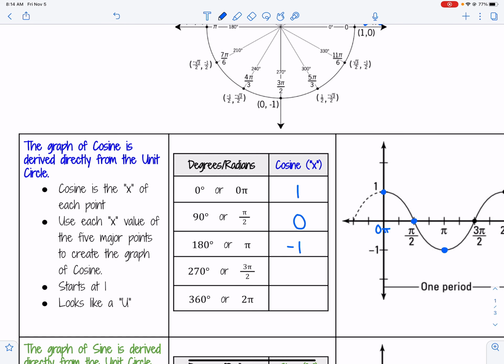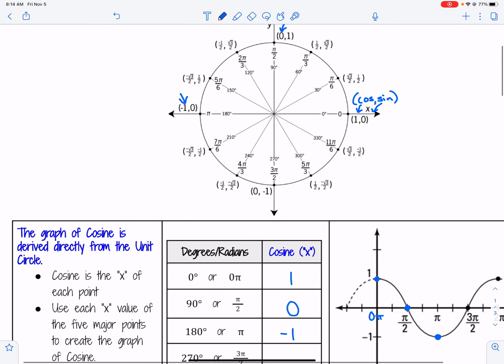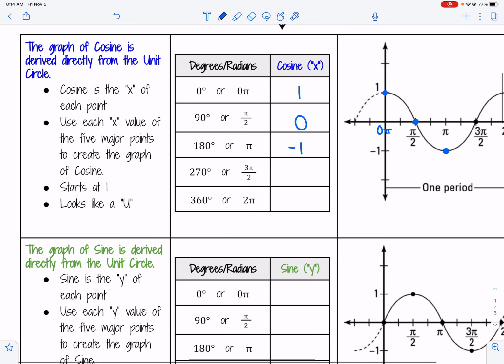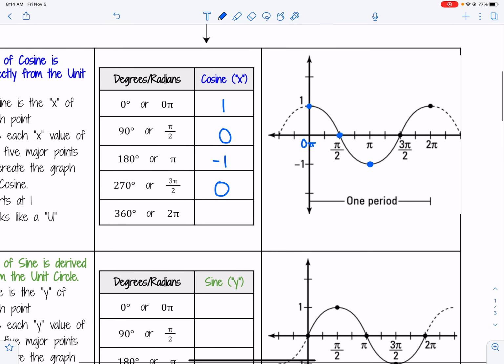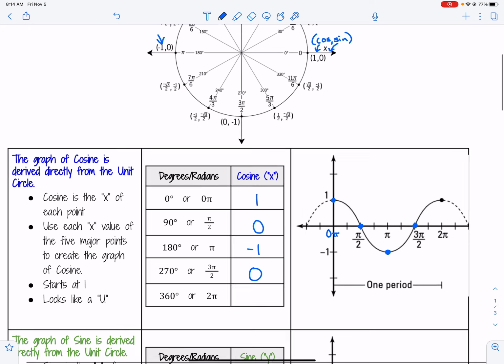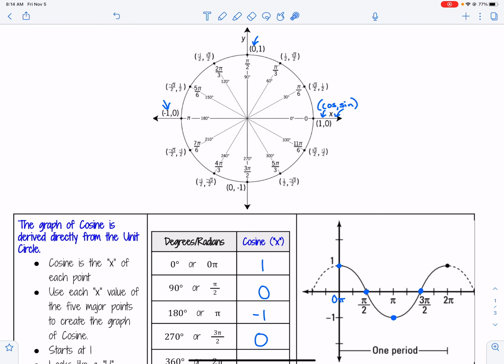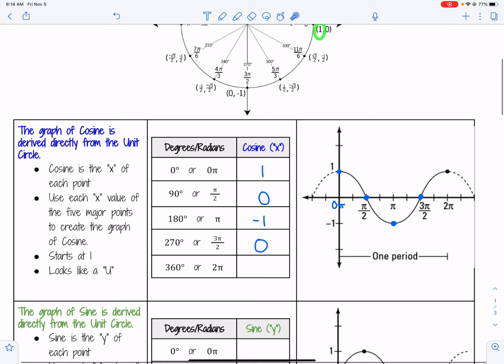So let's look at 270 degrees, or 3 pi over 2. So that's when we go from our starting point around to 270 degrees. Our cosine value will be that x value, which is 0. So notice on the graph that that's what's plotted over here. So 3 pi over 2, that's why that's plotted at 0. And then 2 pi would be a complete rotation. So we go from 0 degrees to 360 degrees, which is equivalent to 2 pi. And then we're back to x equals 1, because that's our cosine, that's our x coordinate at that point. So notice on the graph, 2 pi goes with 1.